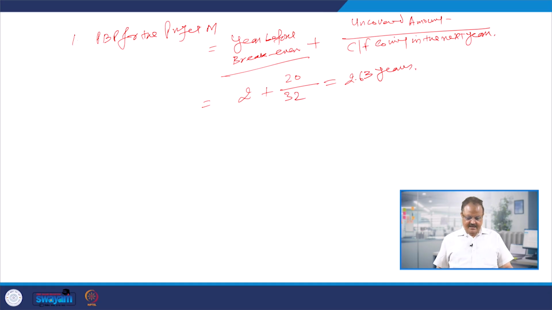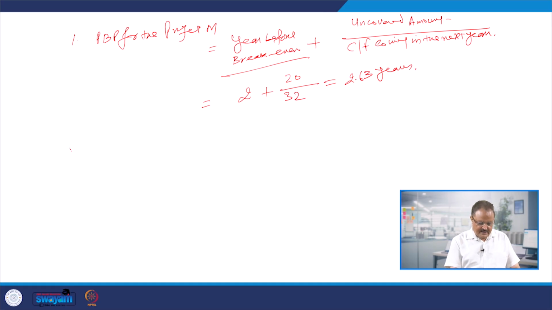So, you have to apply this formula: year before the break even. Break even means when the cash outflow is equal to the sum total of the cash inflow. Calculating the break even means calculating the payback period, when the outflows are equal to the inflows. So, year before the break even plus the uncovered amount. In the first year we had 11 million and in the second year 19 million, so in the first 2 years we recovered 30 million and 20 million remained to be recovered. The unrecovered amount is 20 and the cash flow coming in the next year was 32. So the exact payback period for project M is 2.63 years.